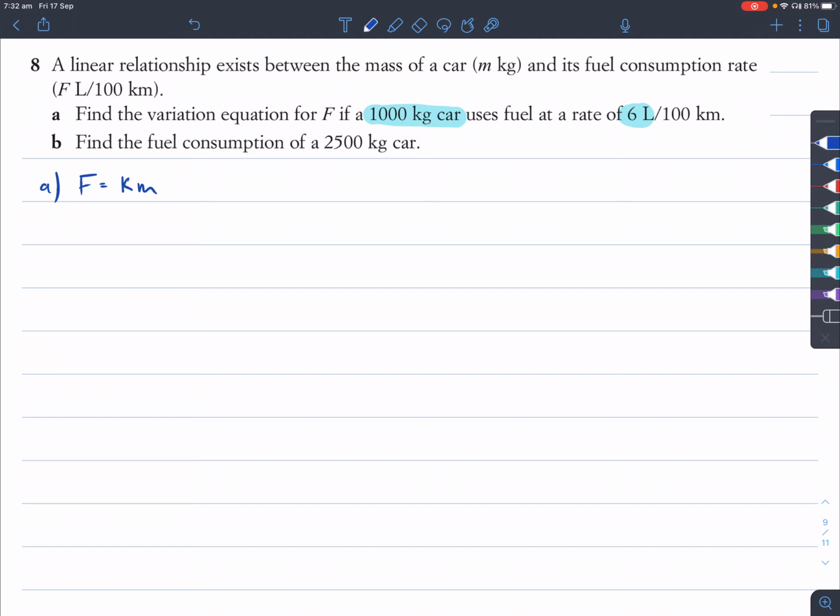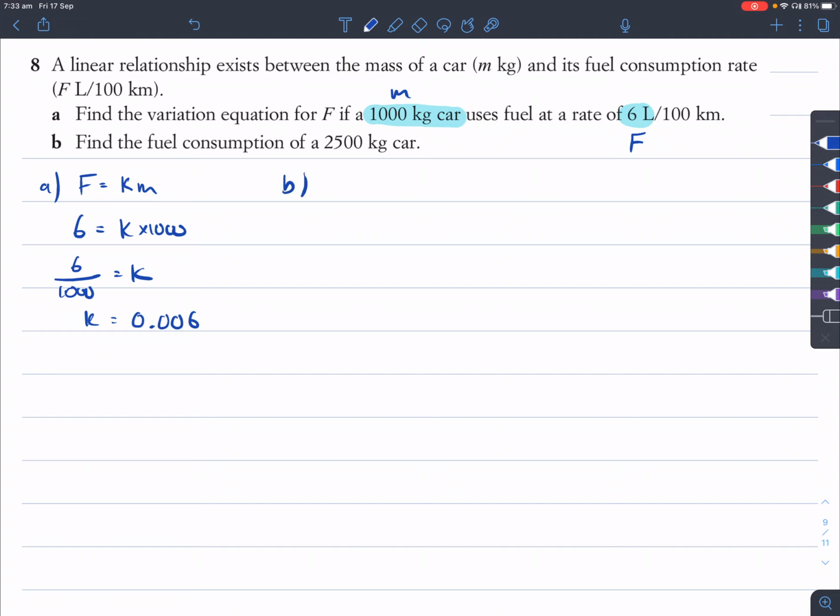So F equals Km. And we're now going to substitute in F as 6 liters, whereas M is 1,000 kilograms. So basically, if I divide 1,000 over, I get 6 over 1,000 as K, right? Which is 0.006.